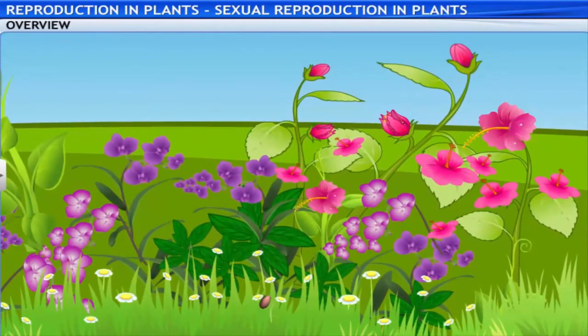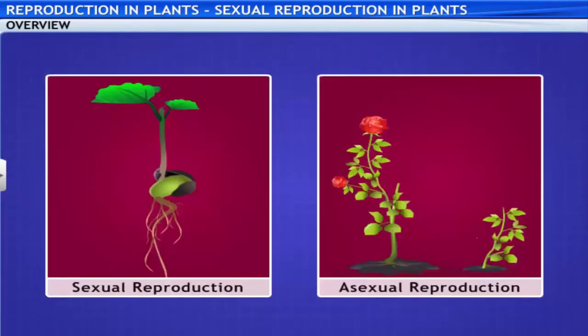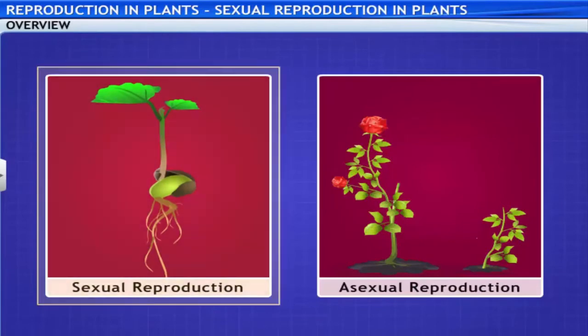The process by which all living things produce young ones that look like themselves is called reproduction. As we know, plants reproduce either sexually or asexually. Today, we will discuss sexual reproduction in plants.